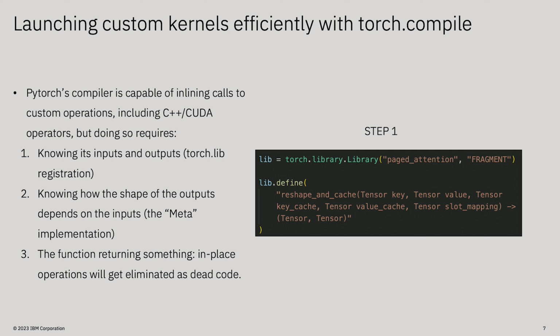I'm using this one because it's a very simple function that is easy to show in slides, because the page attention kernel has twice as many parameters and a lot more code, so it wouldn't fit as well here. But the idea is you define the function like this, reshape and cache. It has 5 different inputs. They are all tensors, and then it returns a pair of tensors, which in this case are the key cache and the value cache.